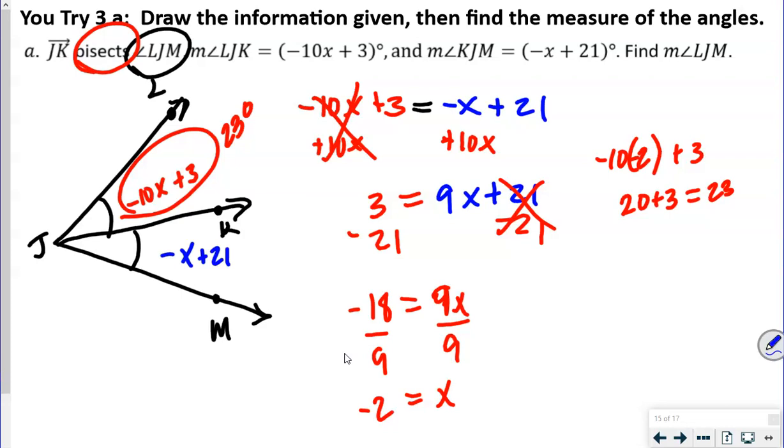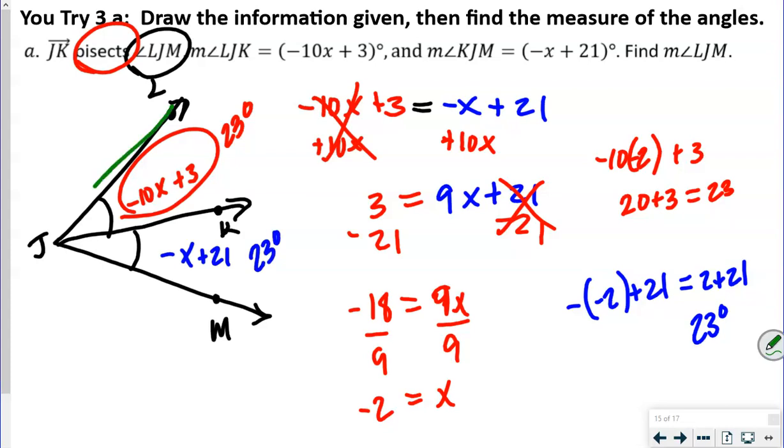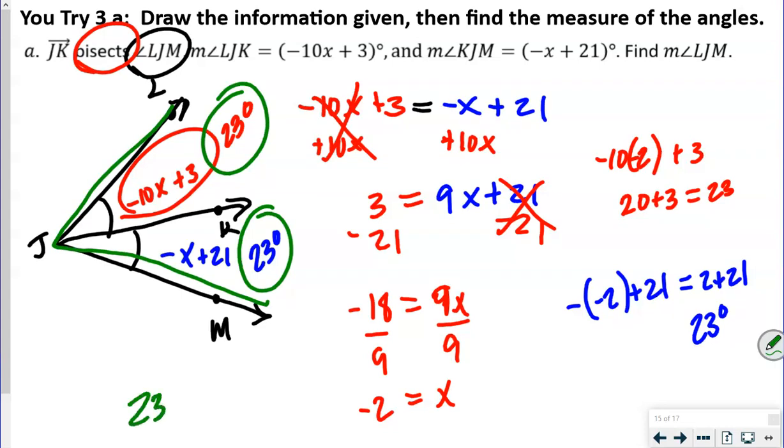So here again, we're going to say minus a minus 2 plus 21. So what's minus a minus? It's a plus, right? So that's going to be 2 plus 21. So that's also 23 degrees, right? So we're going to put 23 degrees right there. Now, remember, it's asking us for the measure of LJM. So what do we have to do with this 23 and this 23? Yes, we got to add them. 23 plus 23 is equal to 46 degrees. And that is our answer. Okay?